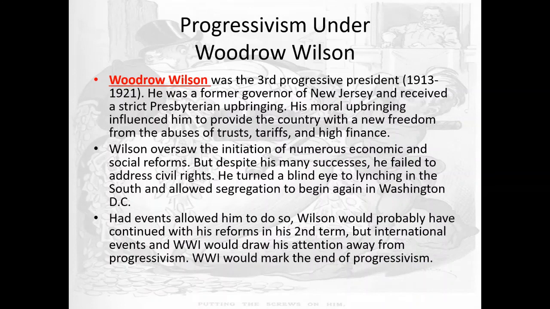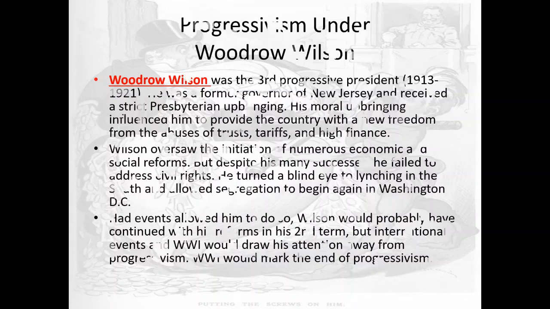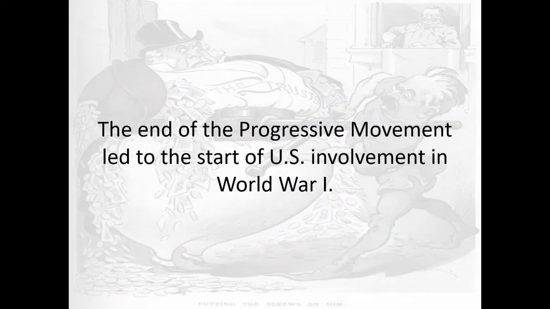Had events allowed him to do so, Wilson probably would have continued with his reforms into the second term. But international events in World War I would draw his attention away from progressivism. World War I would essentially mark the end of this era of progressivism in the United States. The end of the progressive movement led to the start of U.S. involvement in World War I, and we'll be talking about that when we talk about U.S. imperialism and our involvement in the First World War.